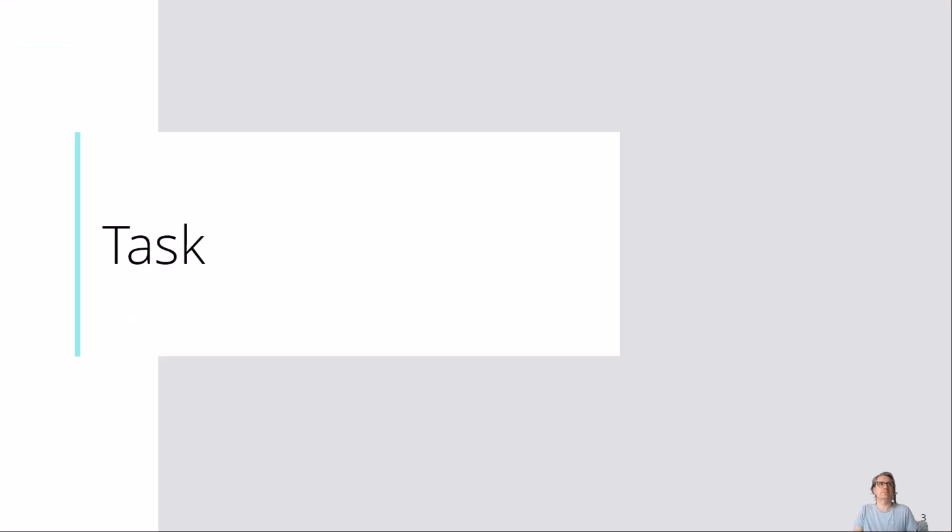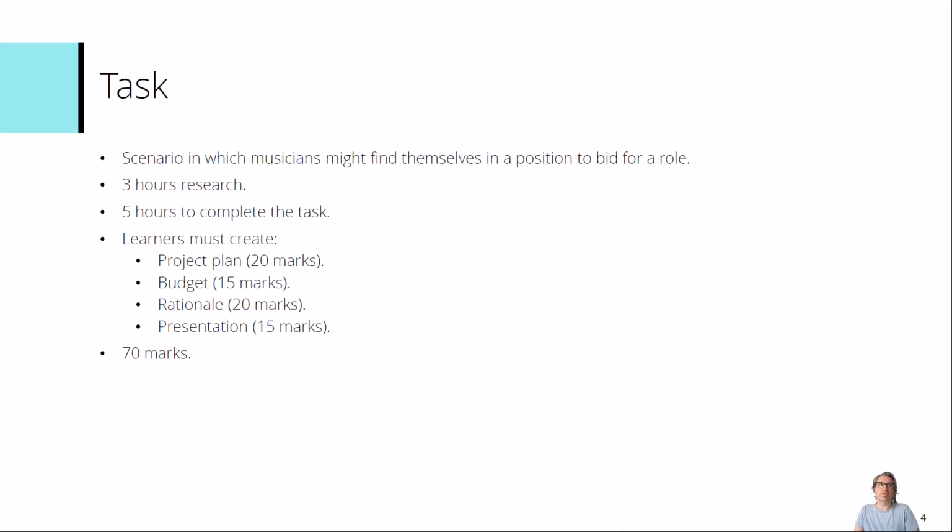So the task is a scenario in which musicians might find themselves in a position to bid for a specific role. There are 3 hours of research time, then there are 5 hours to complete the task. There's 4 activities within the task, which is a project plan worth 20 marks, the budget worth 15 marks, the rationale worth 20 marks, and the presentation worth 15 marks, giving 70 marks in total.